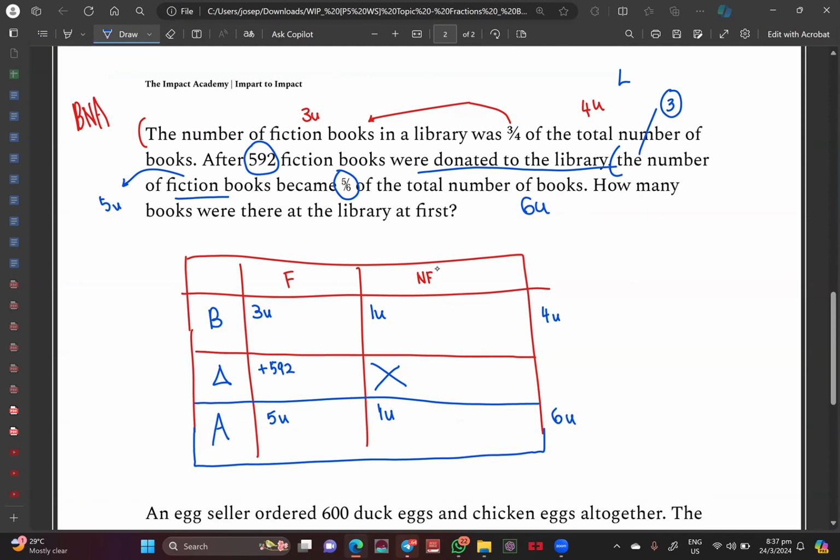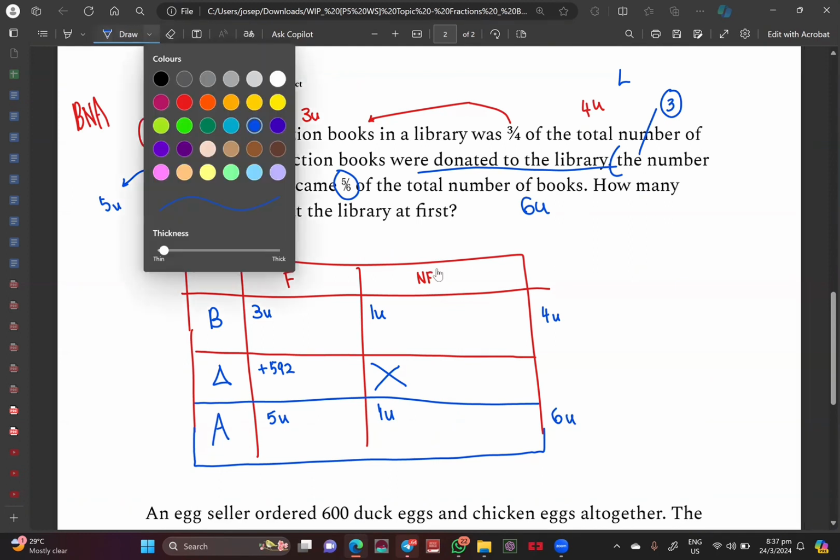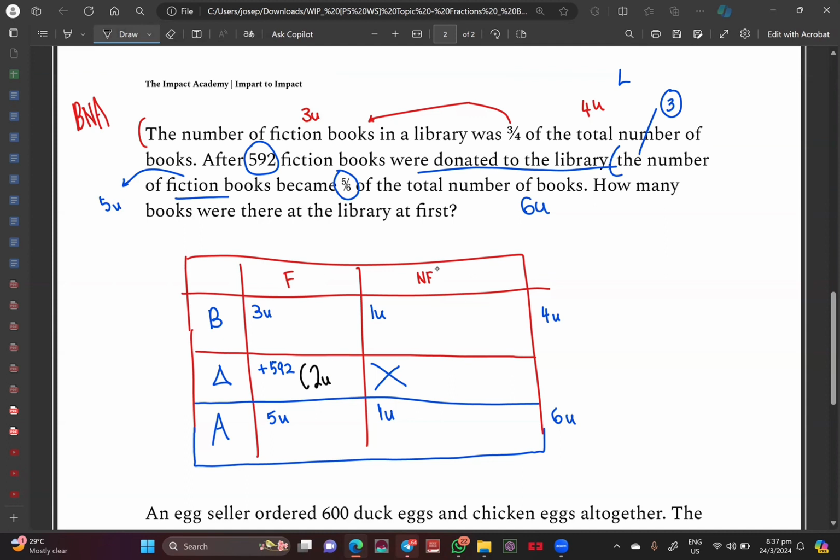Okay, now from here itself, we can obviously see that 2 units is actually equal to 592. If you're wondering how I got to 2 units, I basically asked myself, how do I get from 3 units to 5 units? That is basically an addition of 2 units. We are going to find 1 unit. 1 unit is basically 296.